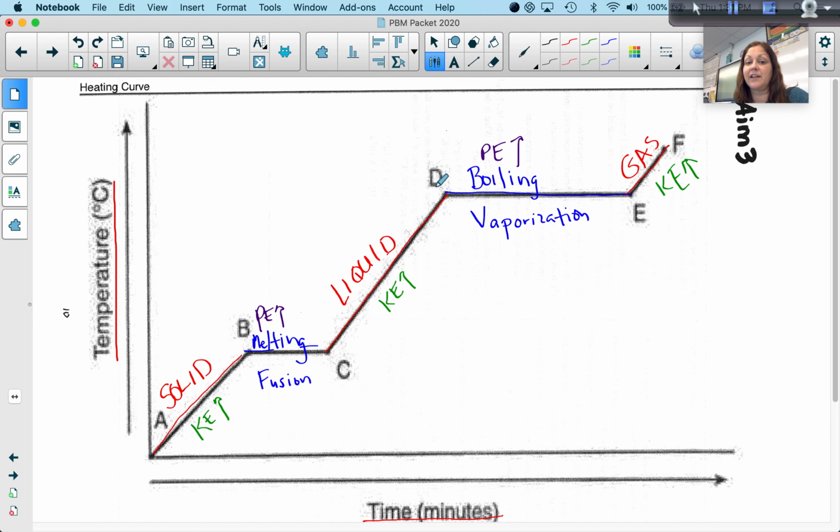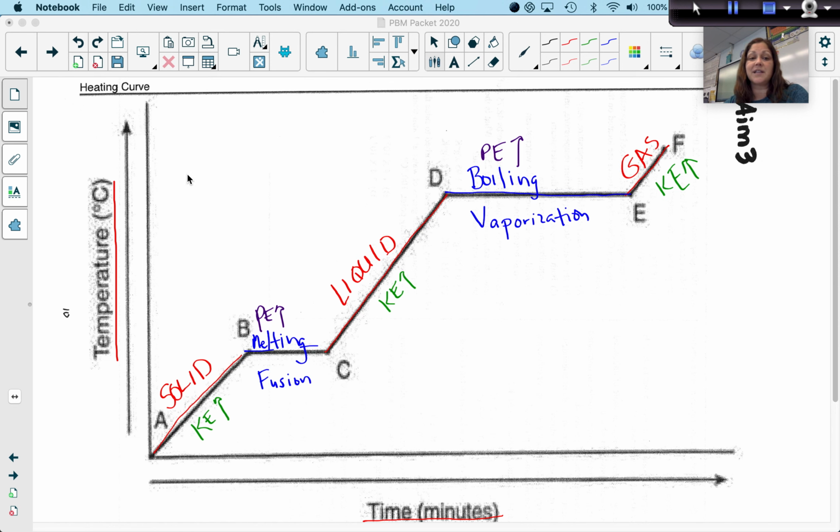Single phase liquid here, temperature increasing, kinetic energy increasing. Phase change, we have 2 phases present, no temperature change, potential energy increasing. So anytime we have a single phase, we have just the temperature changing, which would be the kinetic energy. Anytime we have a phase change, we have the potential energy changing instead. Only one of those kinds of energy is going to change at a time.